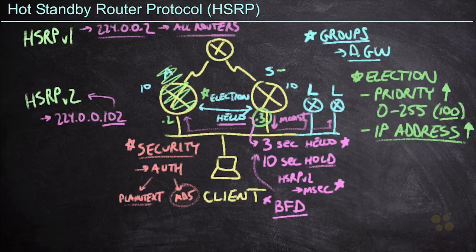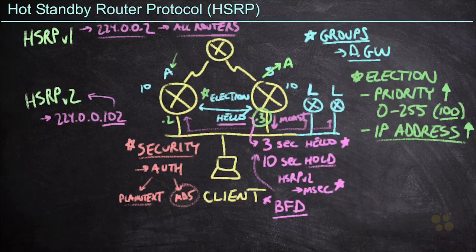Because if our active goes down, our standby goes into an active state. But guess what? Routers don't usually go down forever, and we should be thankful for that. So let's say now that router on the left has come back online, and we still have this router on the right in the active state. So the question is this: do we want that router to stay in the active state, or do we want the router on the left to resume its role as the active router?